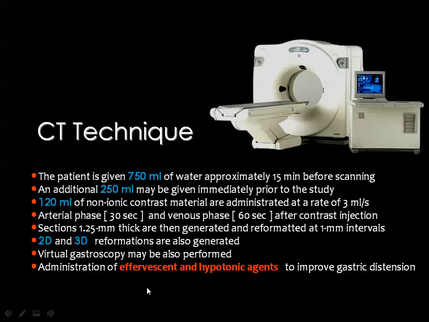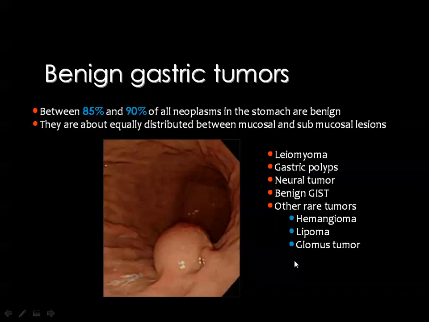Sometimes we give effervescent agents to distend the stomach with air without the need for water, and we may also support this with hypotonic agents. After CT, we may have 2D and 3D reformation, and we may also have virtual endoscopy.